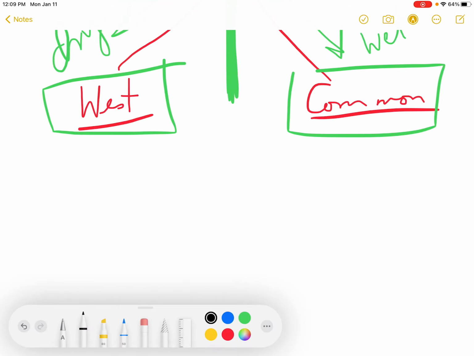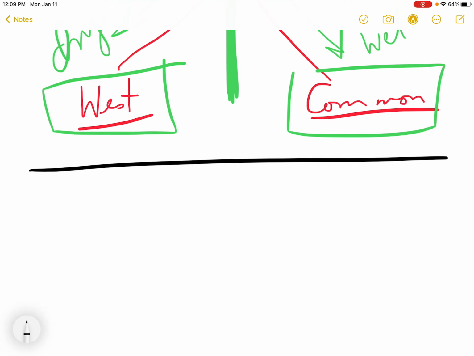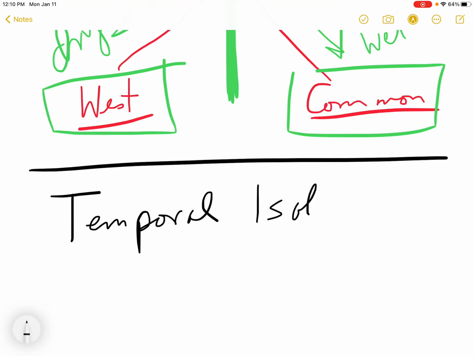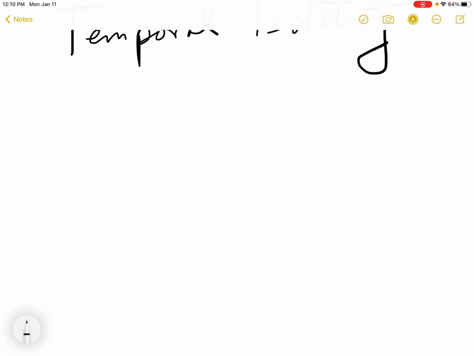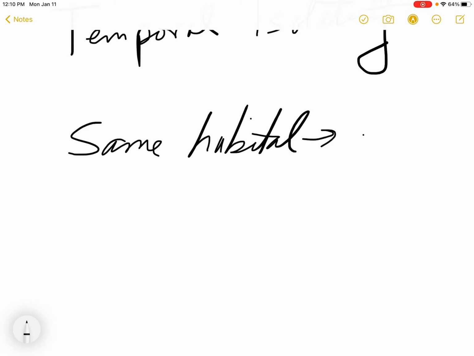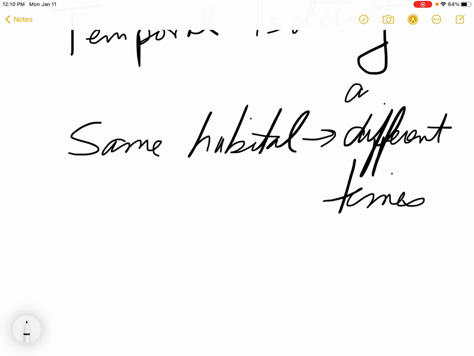Now, the next kind of isolation is what we would call temporal isolation. And this has to do with time. The word temporal means time. Temporal isolation. And what this means, of course, is that species have a timing barrier between them. So they might have the same habitat, but they occupy that habitat, or they're active, at different times.